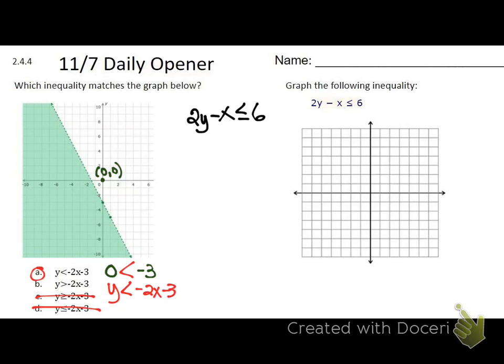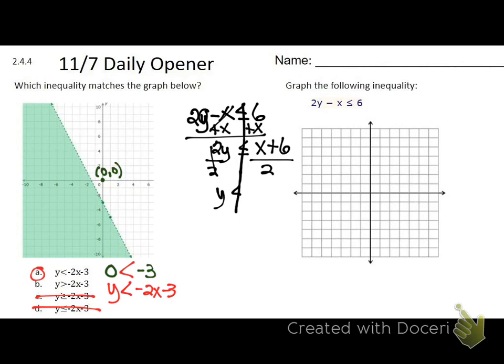Yeah, we're going to write it in slope-intercept form, meaning I have to get what by itself? The y. Okay? What am I going to do first? Plus x on both sides. So then I have 2y is less than or equal to what? 6. Not what comes first. Yeah, put your x in there first. X plus 6. Okay, my y is still not by itself, so the next step is to divide each side by 2. So y is less than or equal to.